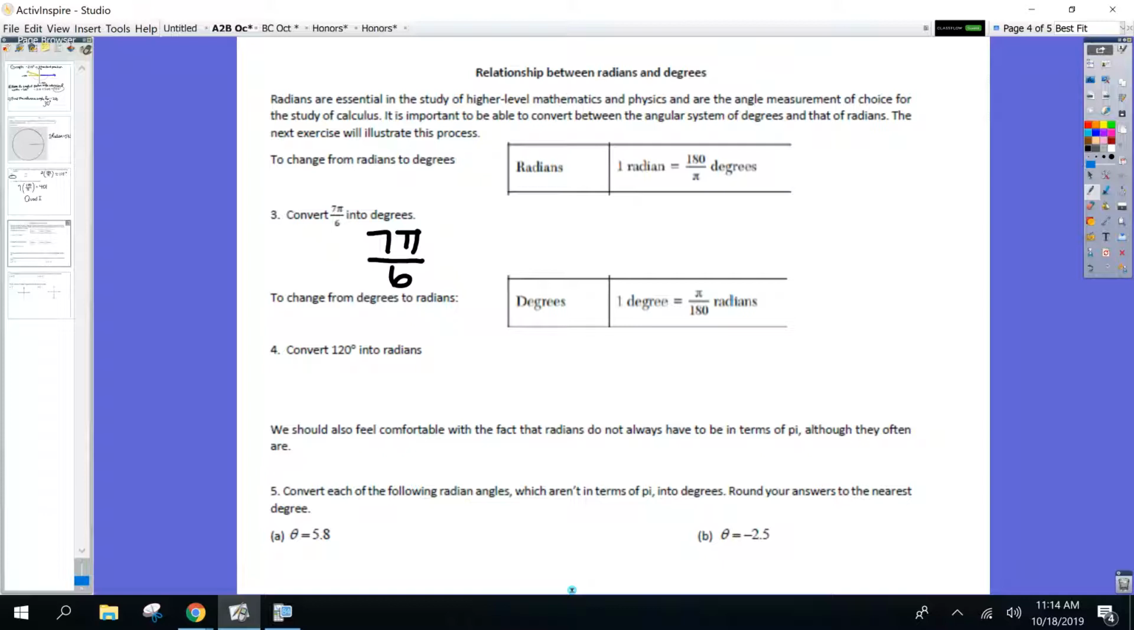What am I still multiplying it by according to my formula sheet? 180 over pi. And watch this now. This didn't happen in the last 2, but it will now. What's going to cancel out? What's going to cancel out? Pi. See ya.